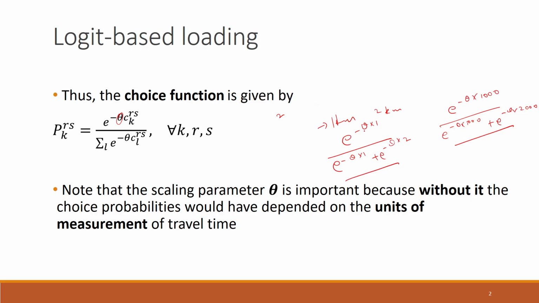So this theta here should not be equal to this theta. If this is theta here, then this should be some theta dash, so that theta times 1 is equal to theta dash times 1000. Only if these two quantities are the same can we expect the choice probabilities to be the same. So with this let us end this discussion on the logit based loading.